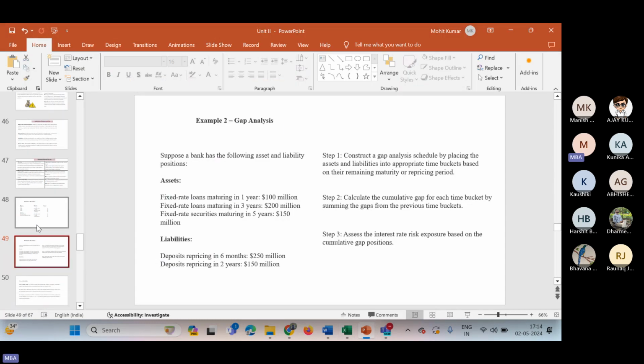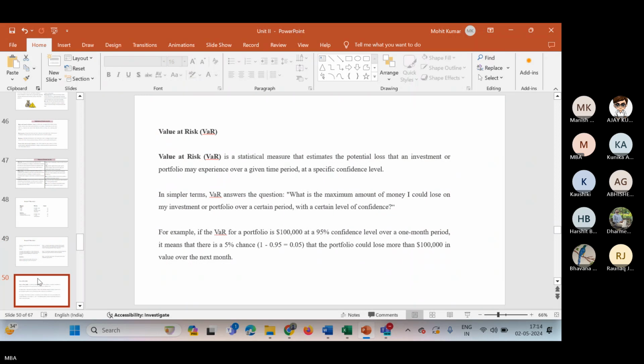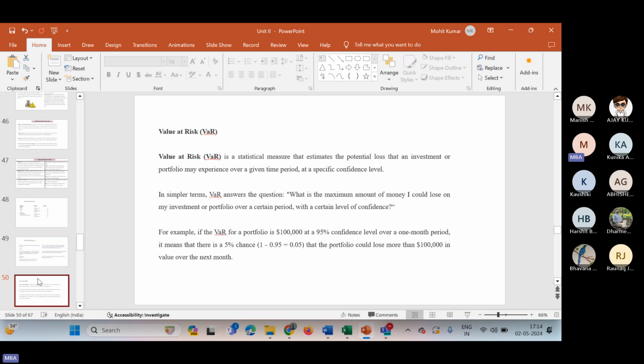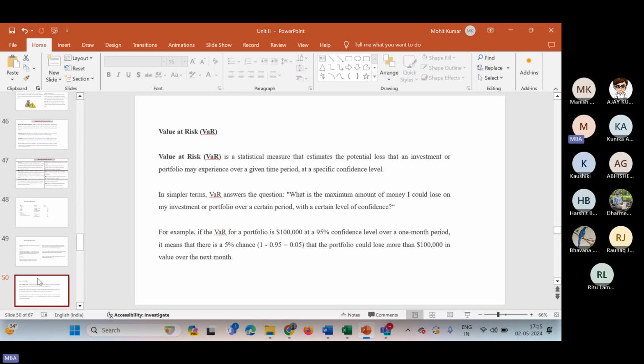Now coming to another most important topic. With this gap analysis I'm closing, and now we are moving to another concept, another method, called value at risk. Please understand, if you are applying in the finance domain, you are going into a risk analysis profile, or you want to be a data analyst in the area of finance and quant finance.